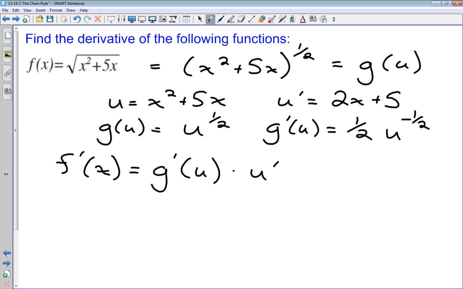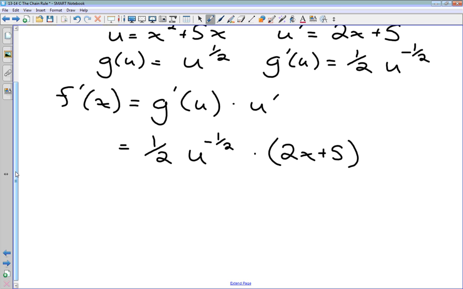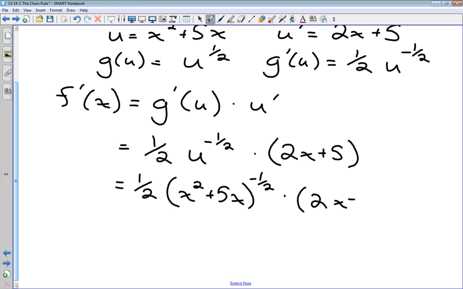So let's put this all together. We need g primed at u, which is 1/2 u to the negative 1/2, times u primed, which is 2x plus 5. Now let's take what we know as u and sub it in here. 1/2, instead of u, we're going to have x squared plus 5x to the negative 1/2 times 2x plus 5.